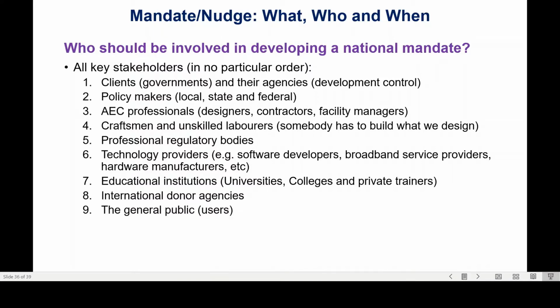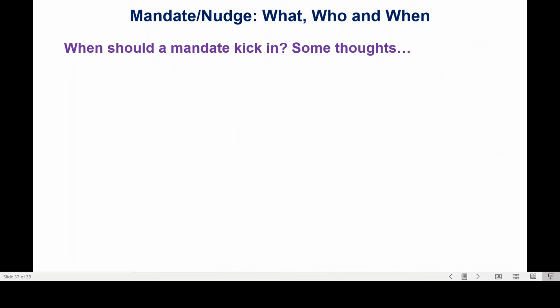Of course, the general public, the end users, are going to use all these buildings and infrastructure that we build. So they have to be involved as well in developing a mandate and to appreciate and understand what it's all about and how it should be implemented. And then we have private sector clients and developers, who are funding and own their own projects. So why not get them involved as well? Because it doesn't have to be just public sector things; the private sector can also benefit from mandates.